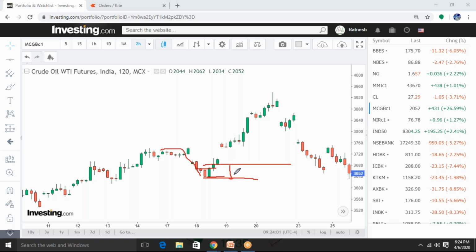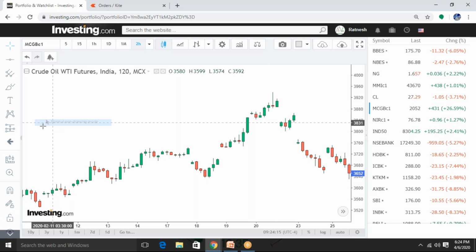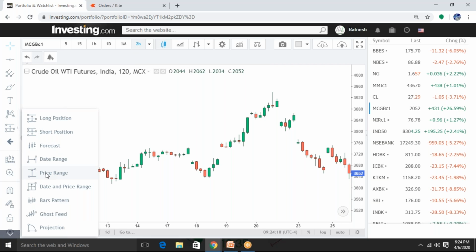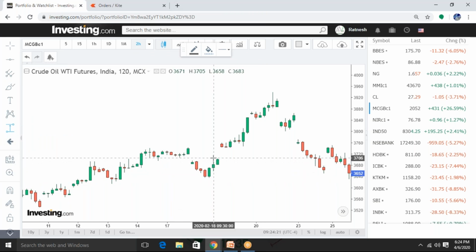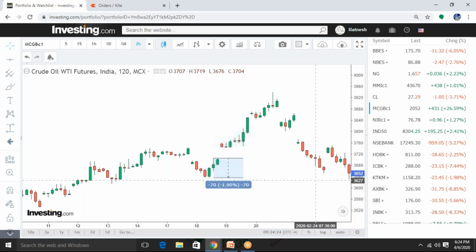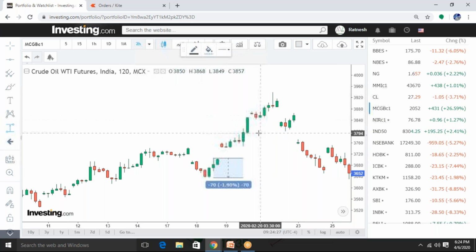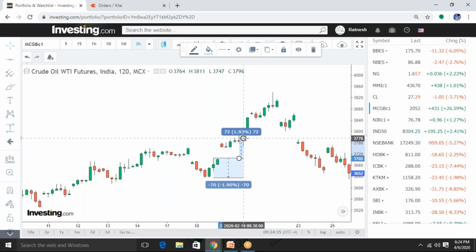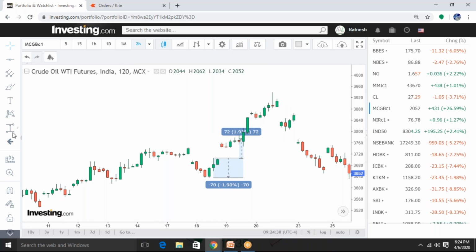Suppose this length is the risk. Similarly, target one is equal to this length, target two is the next length. Okay, let me show by measurement exactly. This was the risk of 2%. So target one will be equal to 2%. 1.9 actually. Okay, target one is right here, and target two is right here.